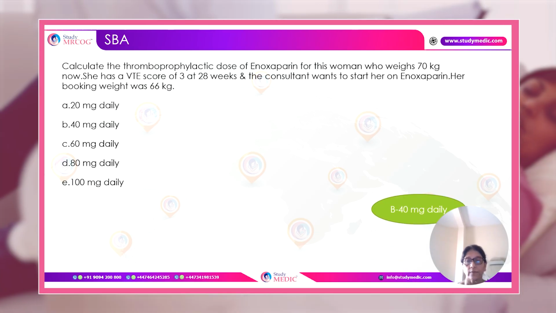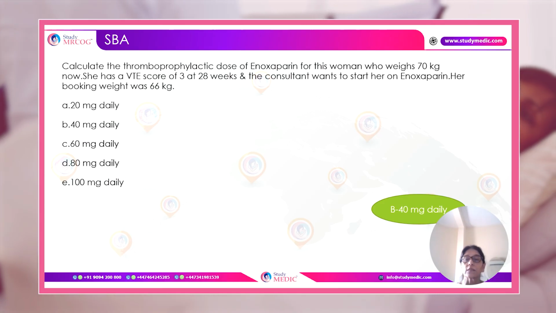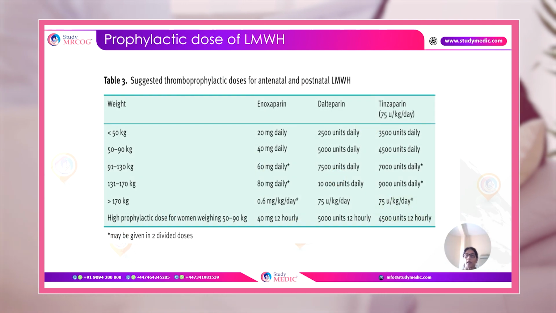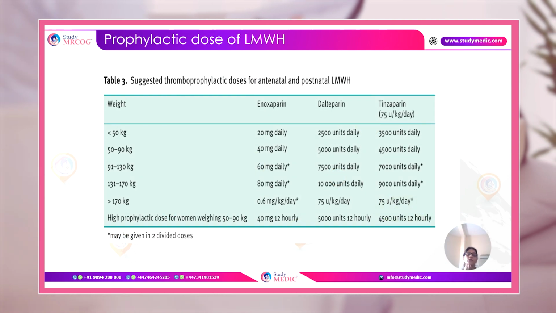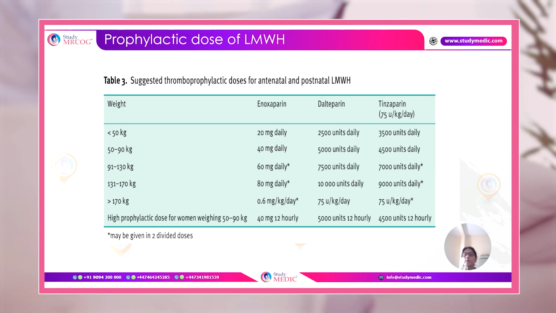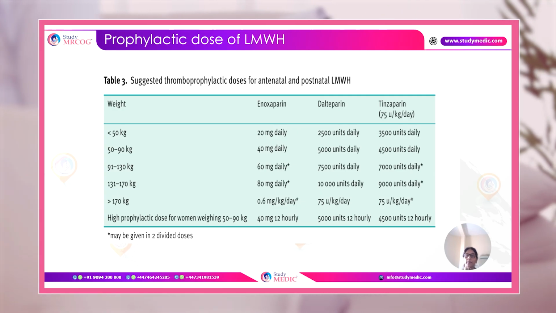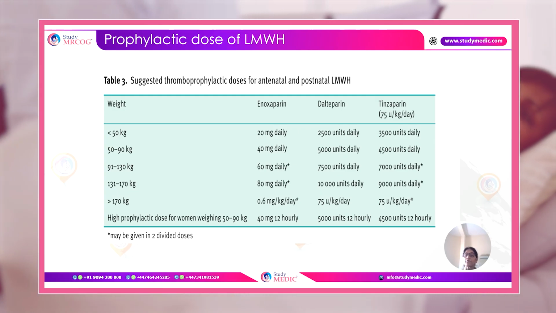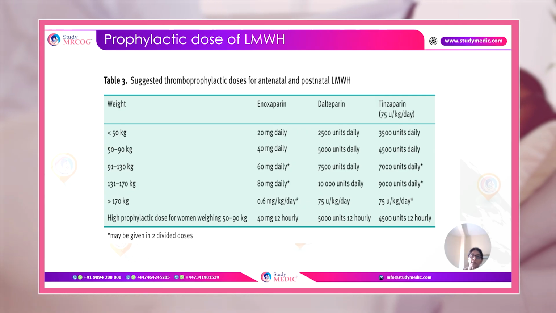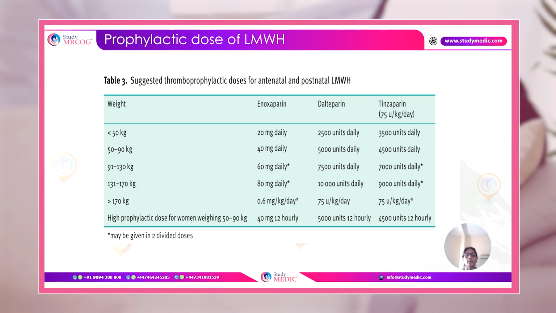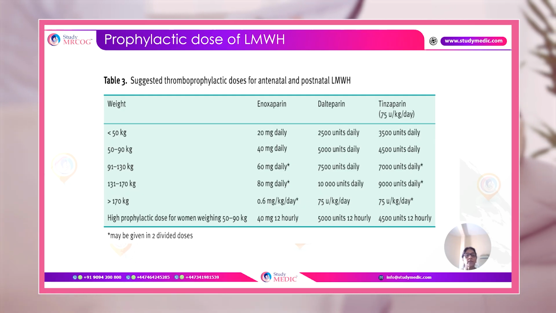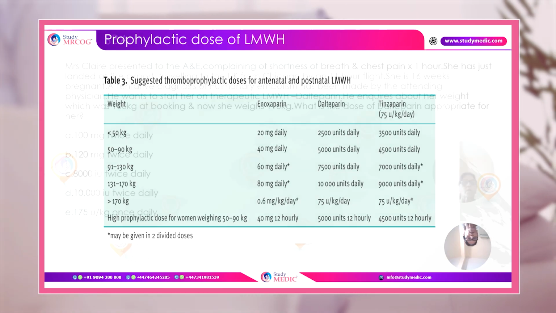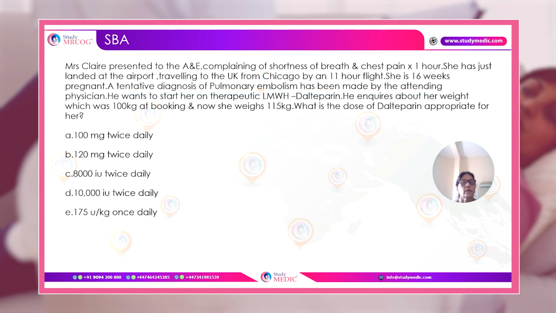Okay, so here her weight at booking was 66 kg. So the dose for her is 40 milligrams per day. How do I know this? It is based on this chart. So you should be knowing the doses of enoxaparin, dalteparin and tinzaparin. And for thromboprophylactic doses, the weight of the woman is divided as someone who is less than 50 kg, 50 to 90, 91 to 130, 131 to 170, or someone more than 170. So again here, this is about the prophylactic dose.